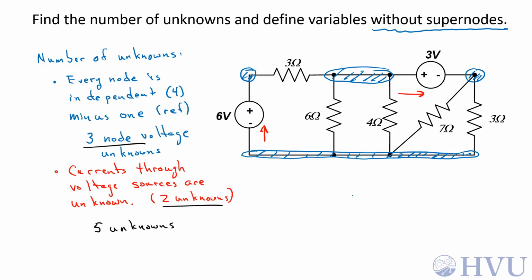To choose my variables, I arbitrarily choose one of the nodes to be my reference voltage. I think I'll stick with this down here being my reference voltage. Then all the others are independent, VA, VB, and VC. Then I need variable names for my 2 unknown currents. I'll call them IX and IY. So there are my number of unknowns, and I have named them all to define variables.